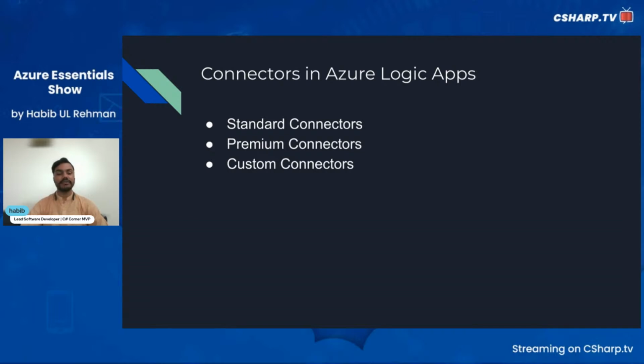We have standard connectors. Basically, these are common connectors available for a wide range of services, including Office 365, Twitter, Dropbox, Salesforce, Azure services, etc. We also have premium connectors, which provide access to advanced and enterprise-grade services such as SAP, Oracle, and other specialized services.